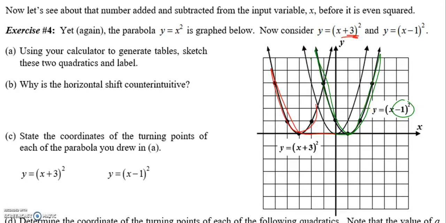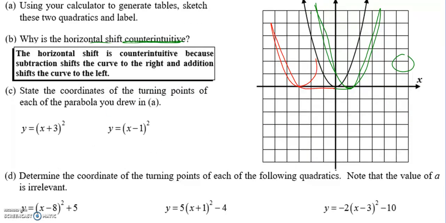All right, so why is horizontal shifting counterintuitive? And did you notice the reason is basically, it's supposed to be here. What's going on? All right, sorry about that. I found it. It says the horizontal shift is counterintuitive because subtraction shifts the curve to the right and addition shifts the curve to the left.